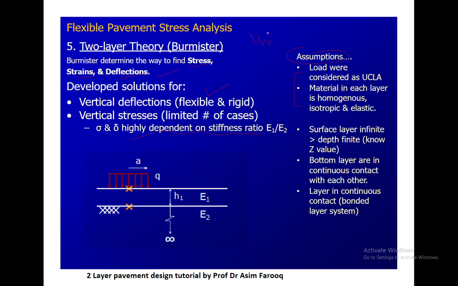The very first difference between one layer and two layer system is that the loading pattern was considered as a UCLA, a uniformly circular loaded area. So a uniform load acts from the top, which is the exact representation of the wheel load. The second main assumption was that the materials in each layer are homogeneous, isotropic, and elastic. So Hooke's law is also applied, and the material has the same properties in each layer.